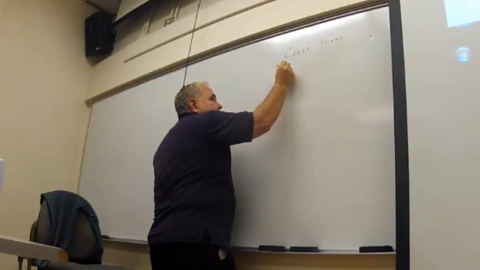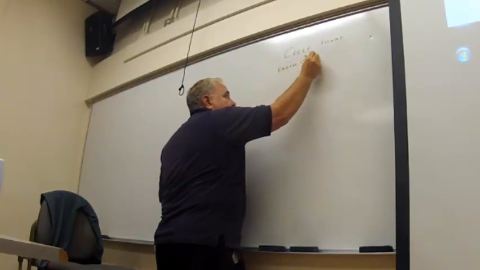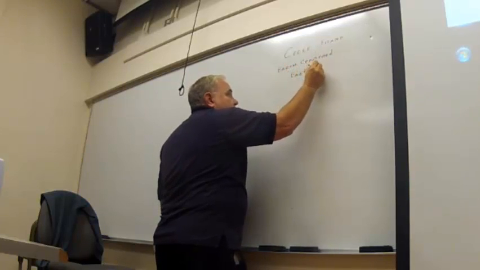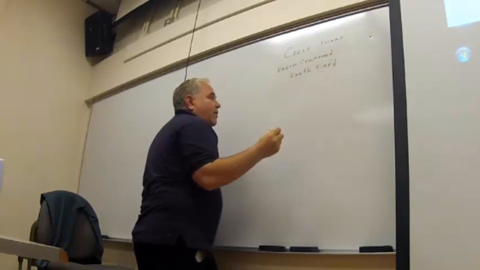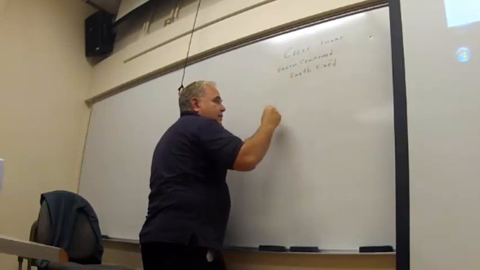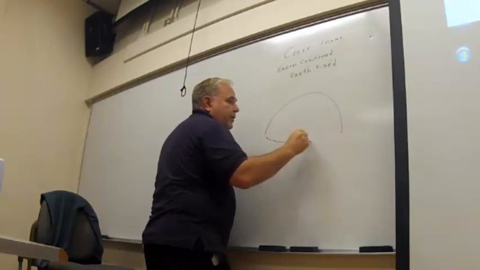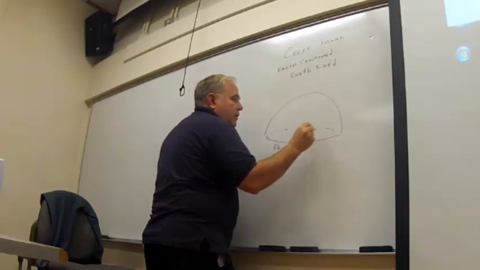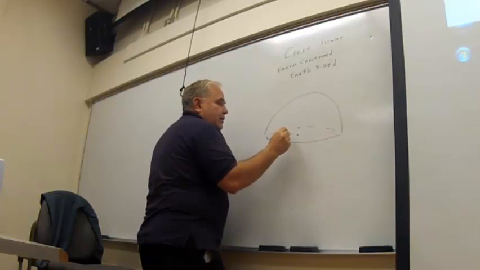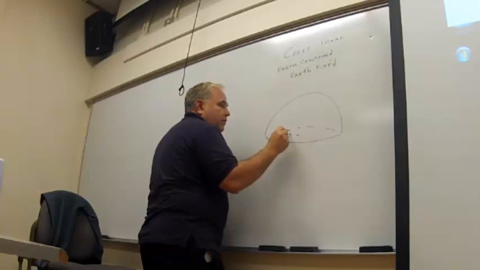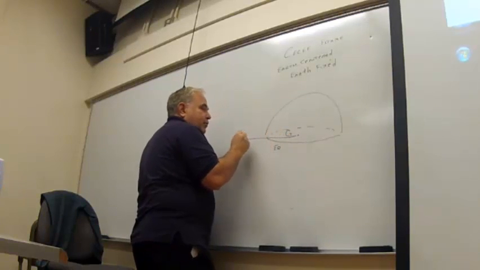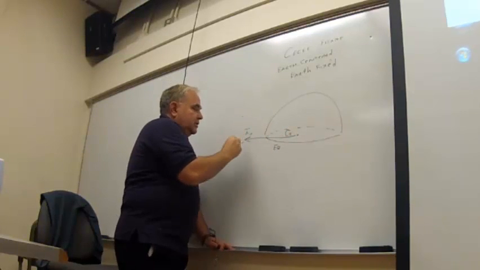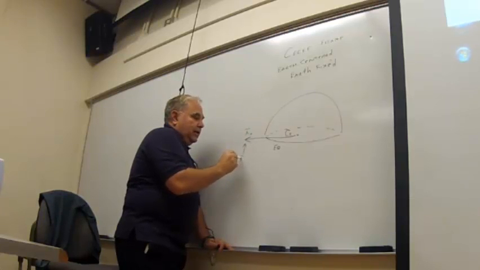Earth-centered, Earth-fixed. So now I've got an Earth, there's the equator, and here I've got the inertial frame at the center of the Earth, and I've got its I vector pointing out into fixed space. And this I vector points to what we call the equinox direction.